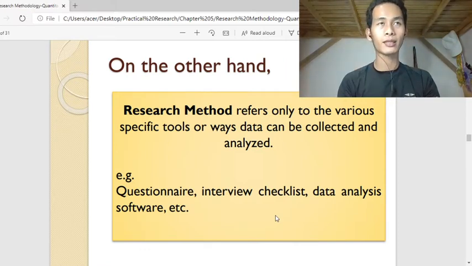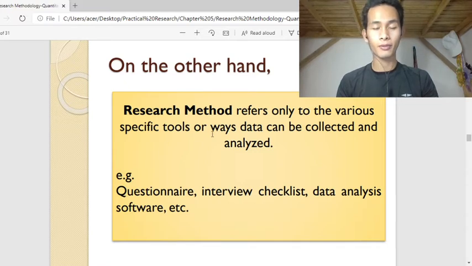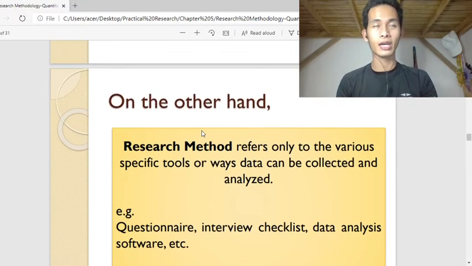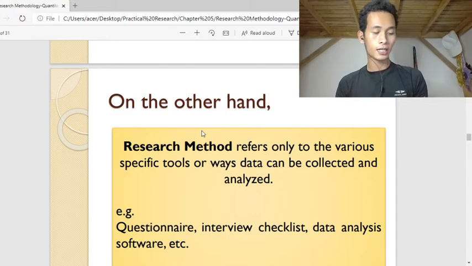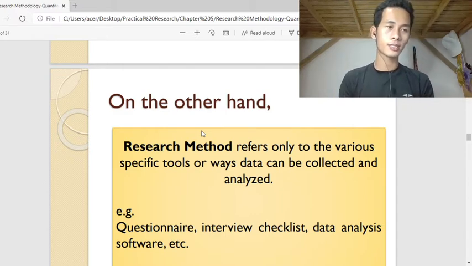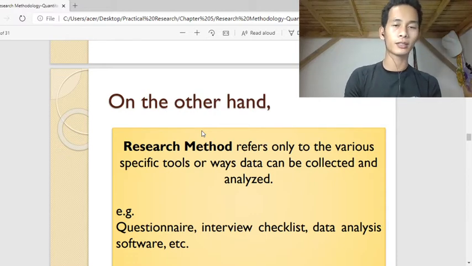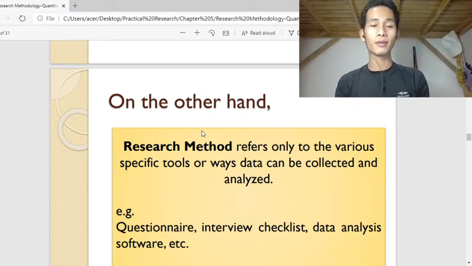Why will you collect data? What data are you going to collect? How are you going to collect it? Those are questions to be addressed by methodology, di ba? Chapter 3. So your chapter 3 in your research paper contains all of these, di ba? The research design, locale, respondents, and then sampling design, how you distribute the instrument, and many more.